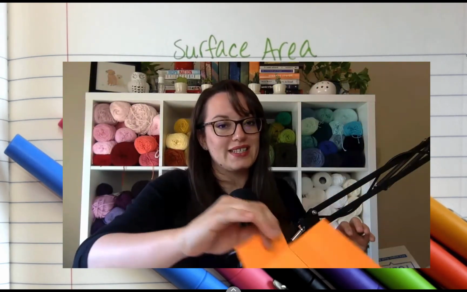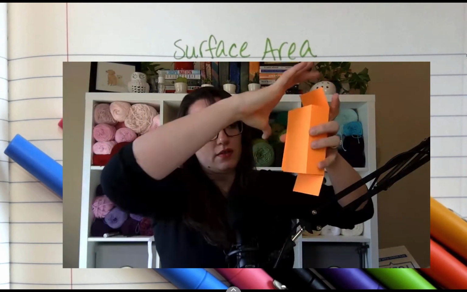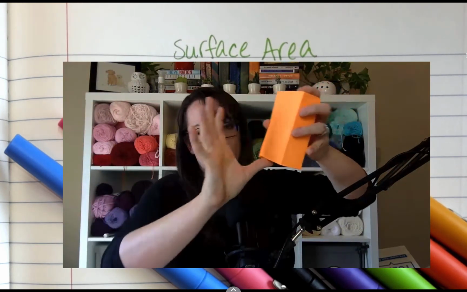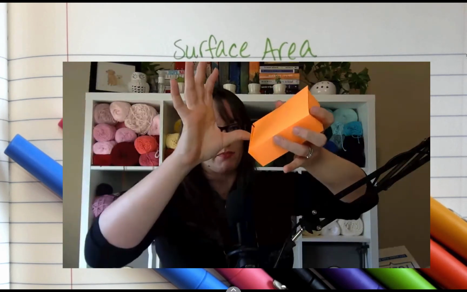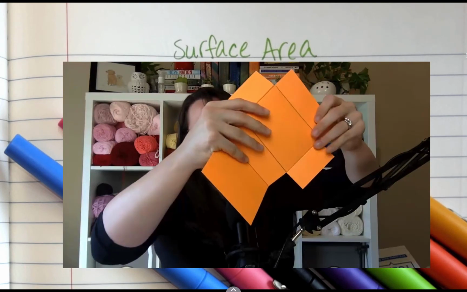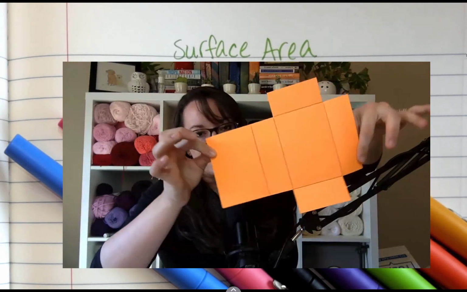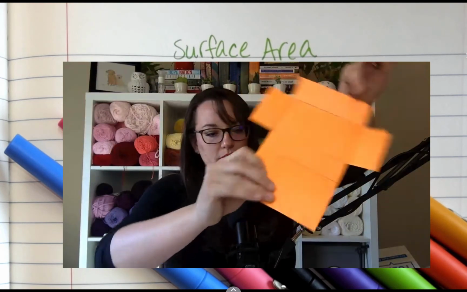And then we have rectangular prism. When I put it together, it looks like a box. We're all very familiar with rectangular prisms. They're boxes. When I cut it apart and lay it flat, it looks like this. This is the net of a rectangular prism.